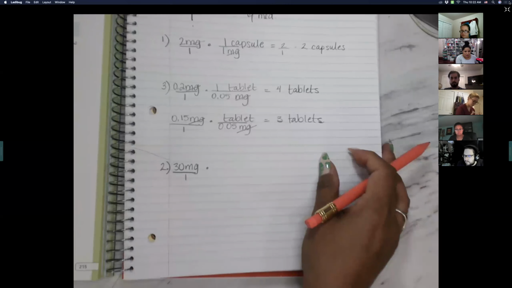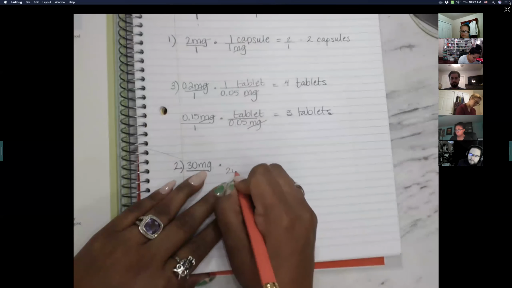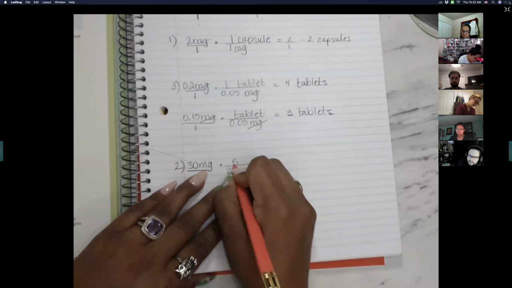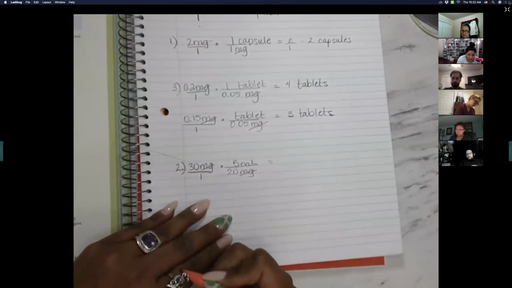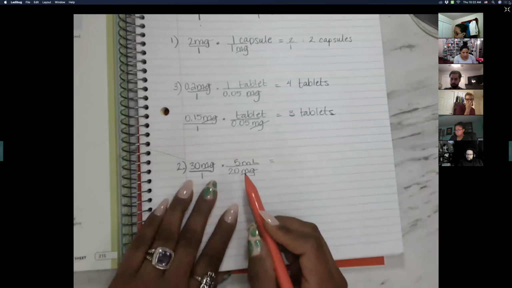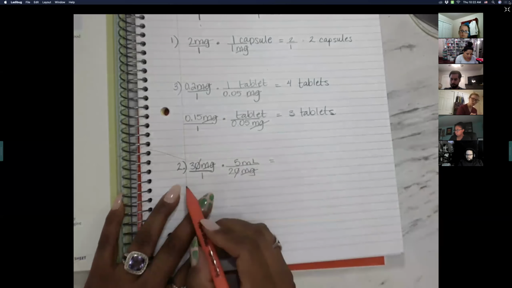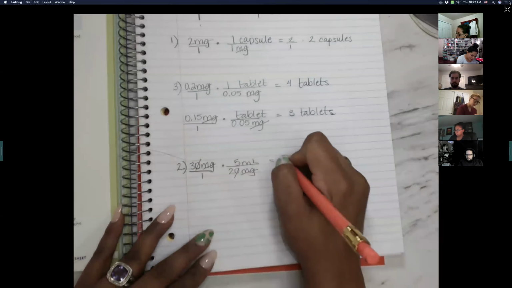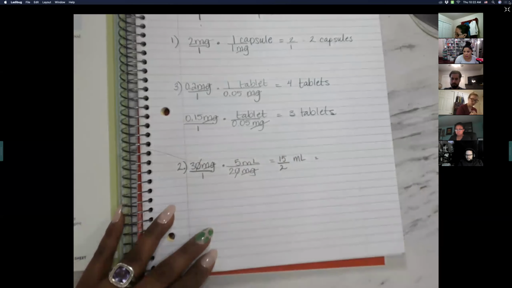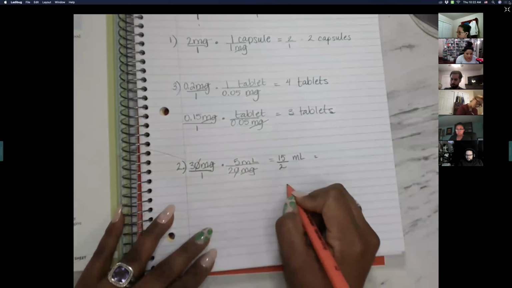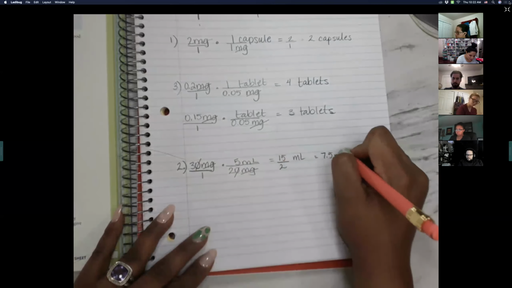So when I come back to finish my problem, I'm going to use that information and set it up 20 milligrams per 5 milliliters. My milligrams are going to cancel the same way. I'm going to use my math tricks. A 0 on the top cancels a 0 on the bottom. And then I multiply across. 3 times 5 is 15 over 2. The units that I have left are milliliters. I'm going to just go ahead and reduce this. 15 divided by 2 is 7.5 milliliters.